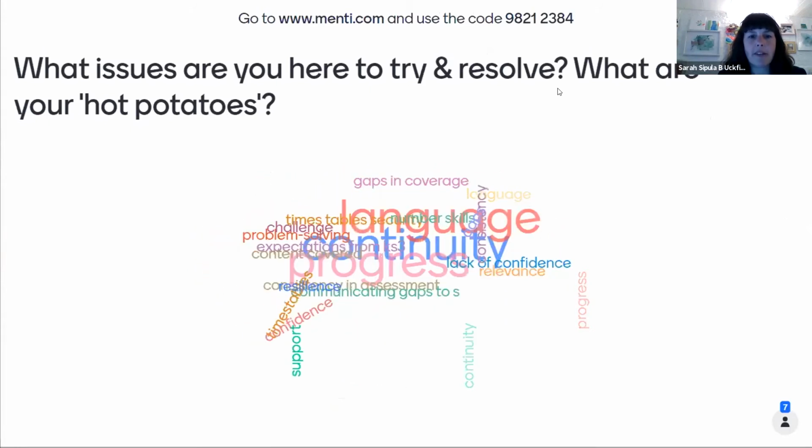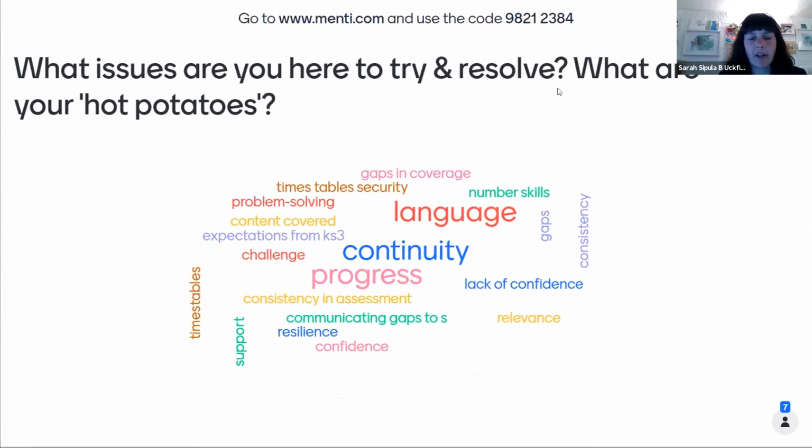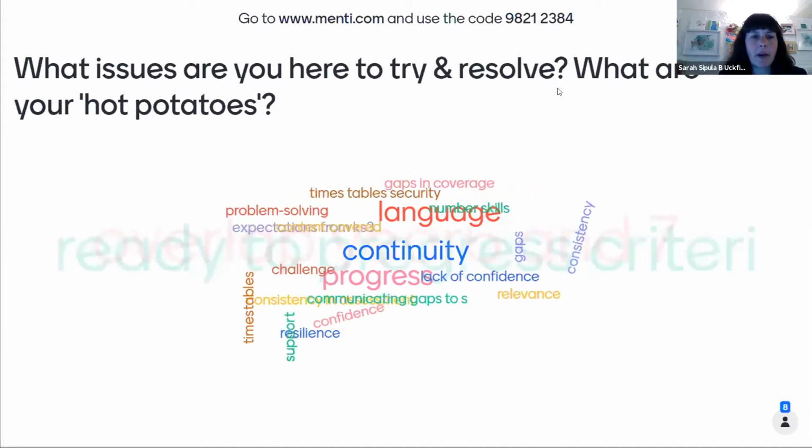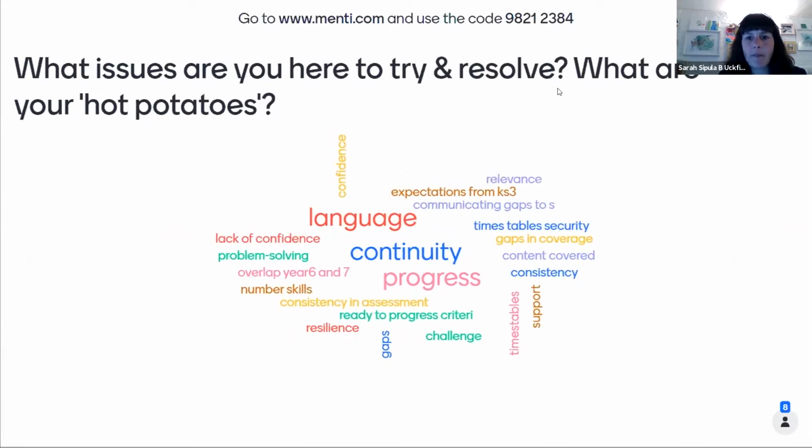So I can see that the word consistency is coming out quite a lot in there. Language, continuity, progress. Times tables has come up a few times. Confidence. Challenge, ready to progress.